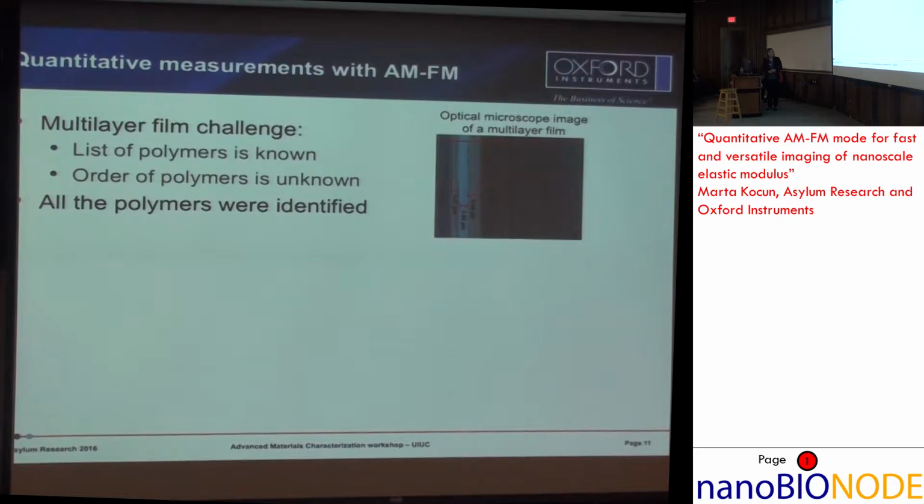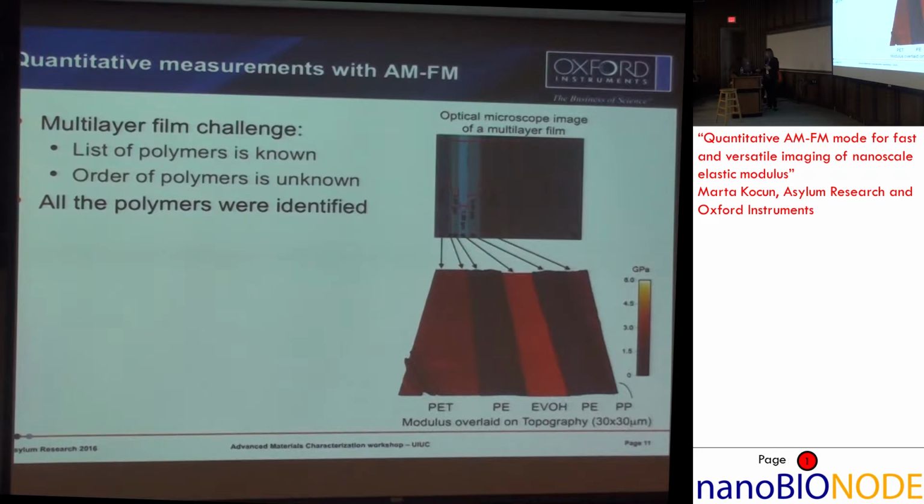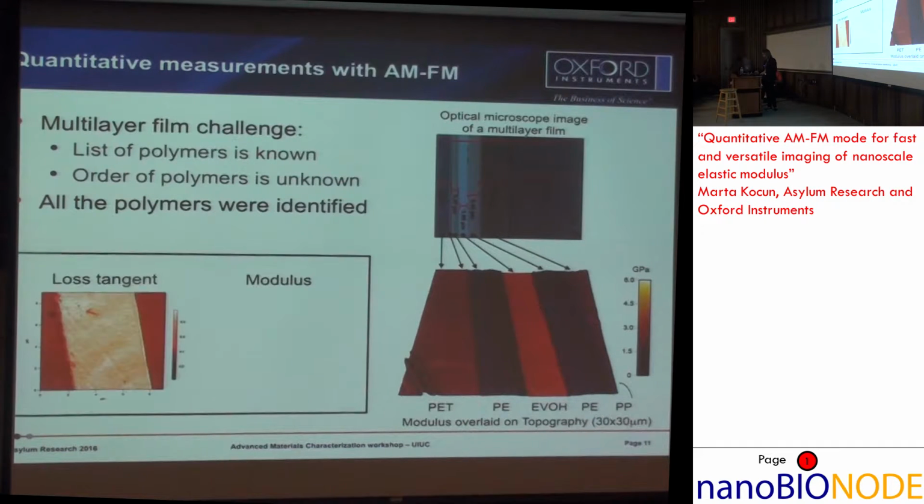So what I knew about this film is the thickness of each polymer film, and I knew what the components were. I just didn't know what the order was. So we did some AFM imaging on it, and you can see that we were able to see different contrast on each polymer, and we were able to identify all of them.